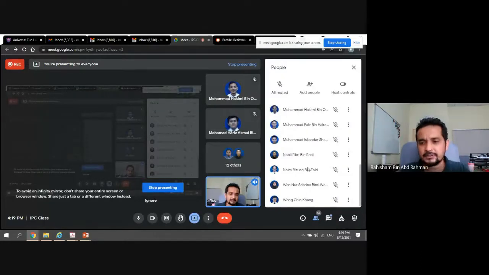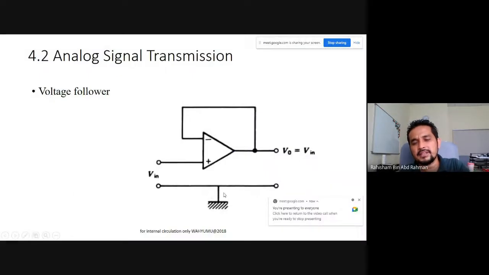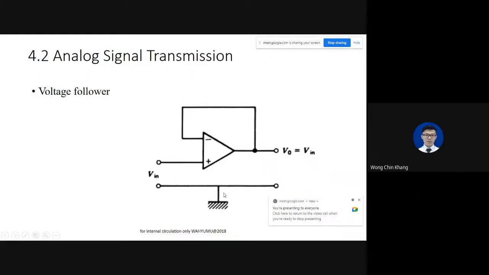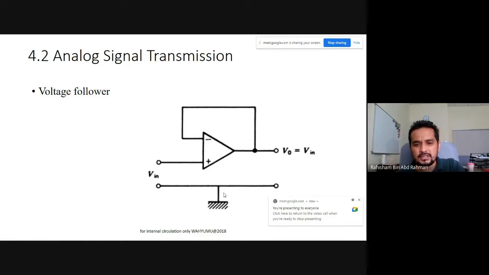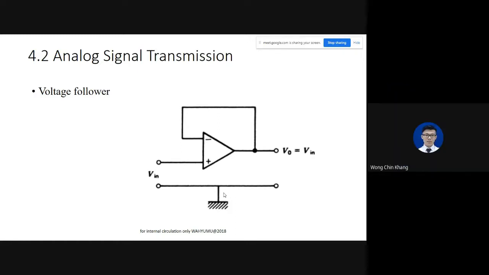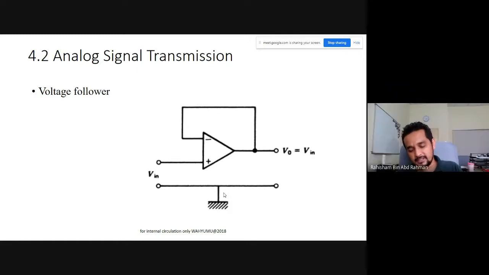Okay, I want to ask CK, what do you think is the need of this one? If the value of the input is identical to the output, what's the need of this circuit? No point, right? The value is 5 and the output is also 5. It doesn't amplify, it does nothing. So what is the purpose of this one? What do you think?